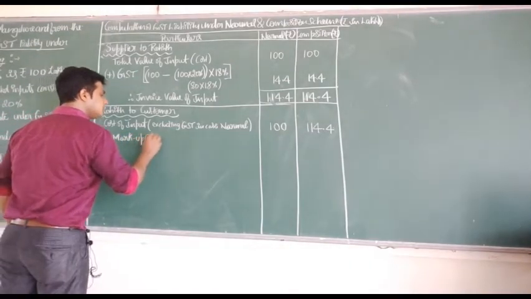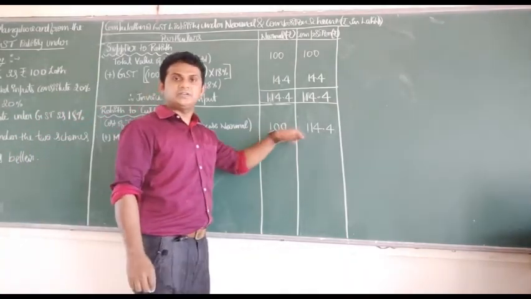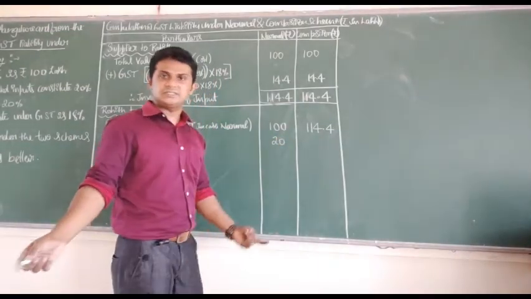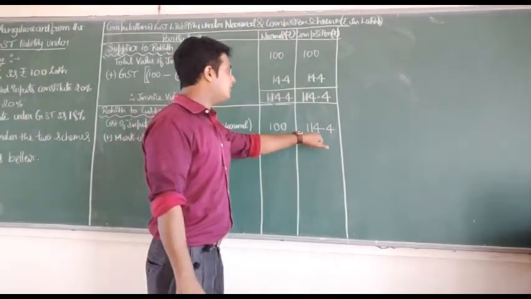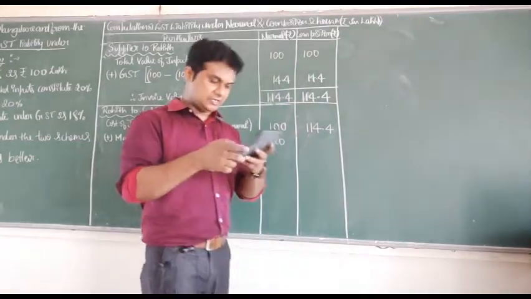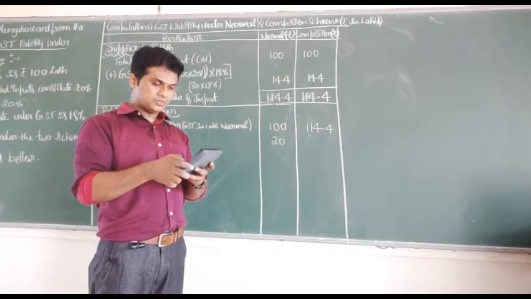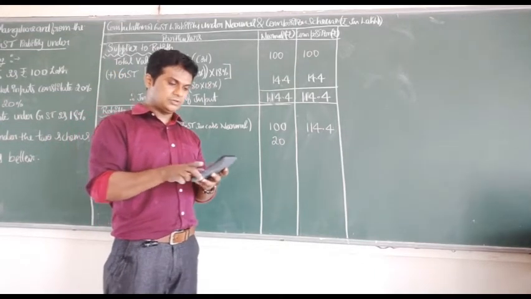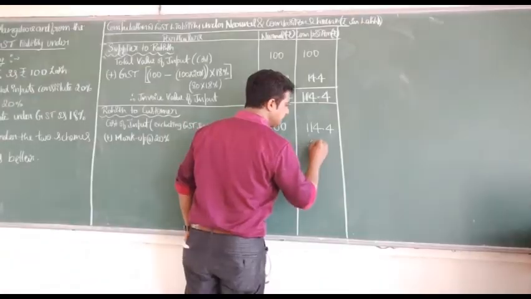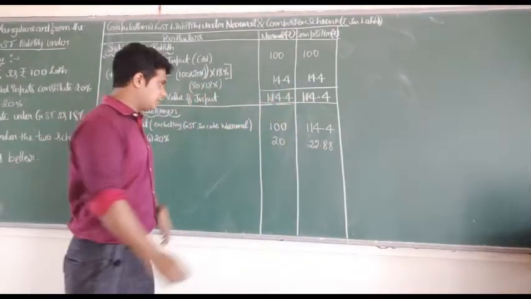Markup at 20%. So we have to calculate that 100 into 20%, which is equal to 20, right? 100 into 20% is nothing but 20. So 114.4 into 20%, you have to do this. I'll use the calculator. 114.4 into 20%, which is equal to 22.88. That will be the markup.